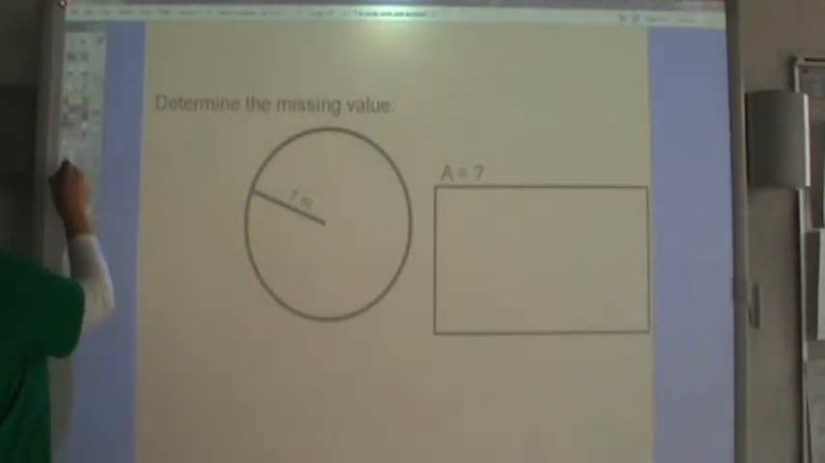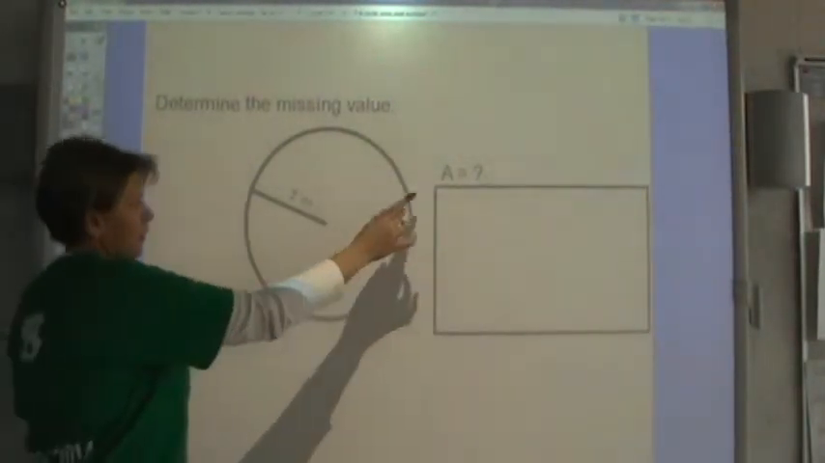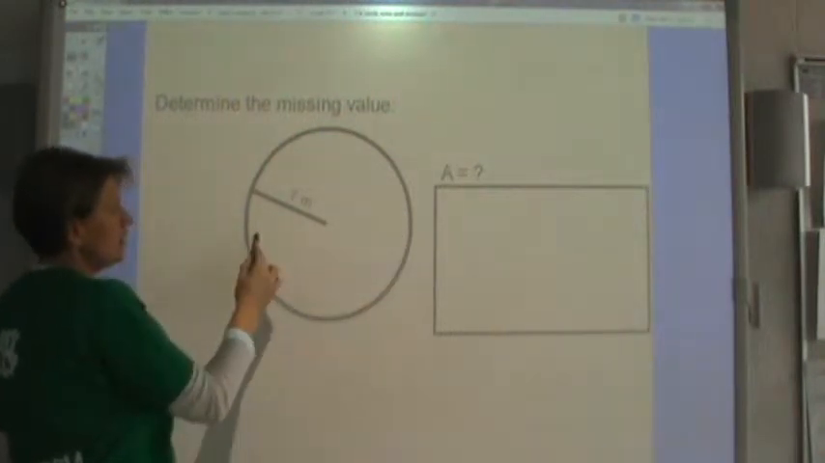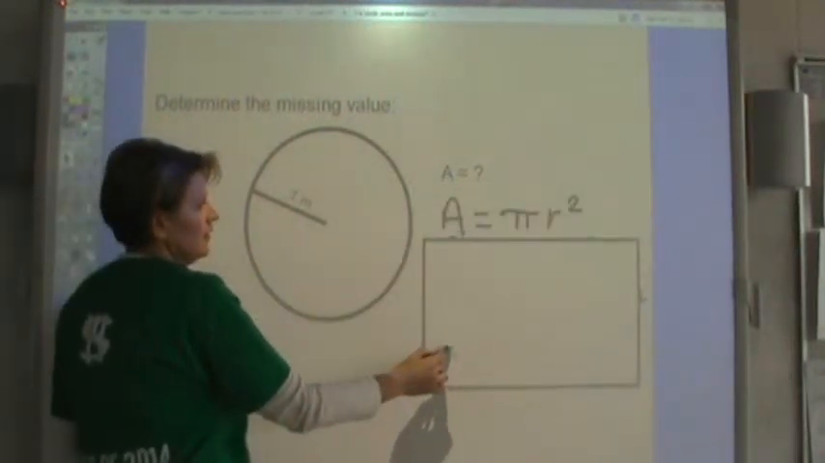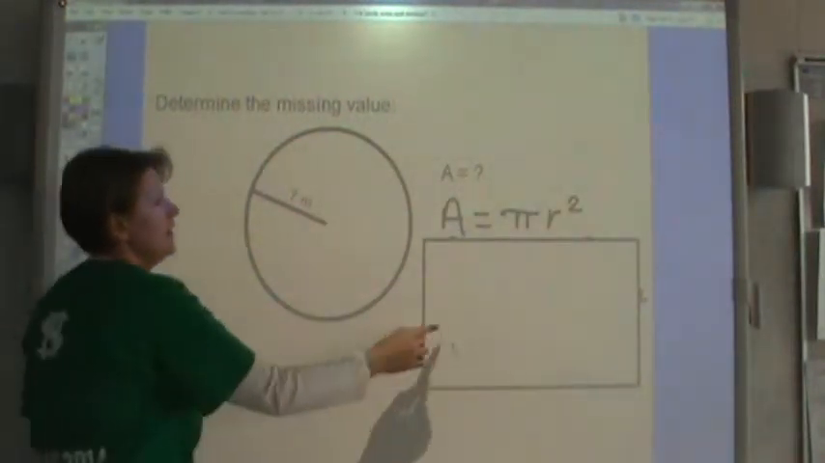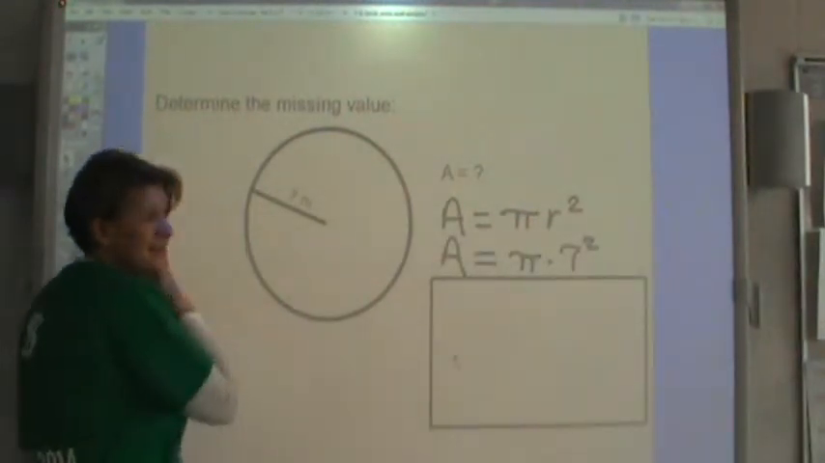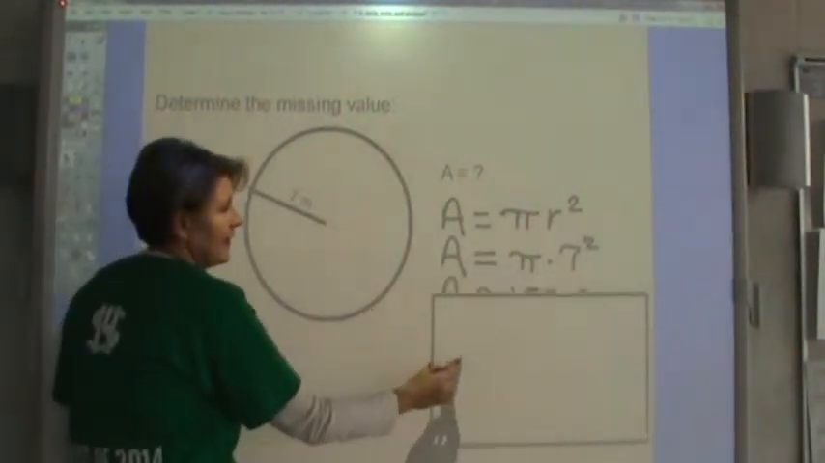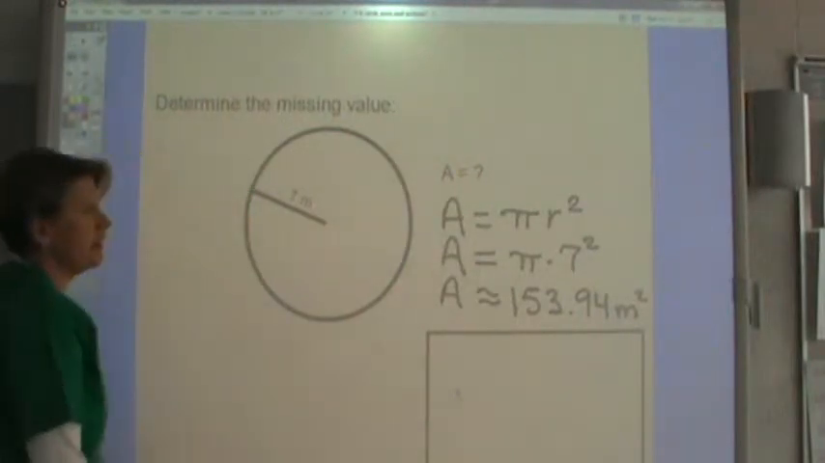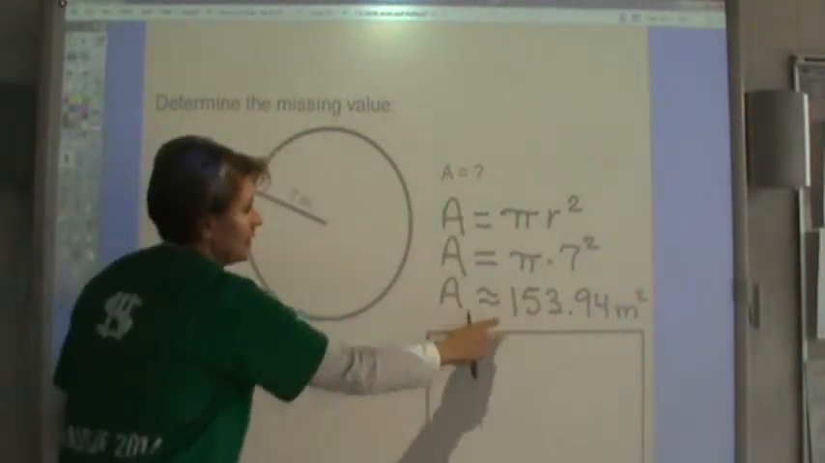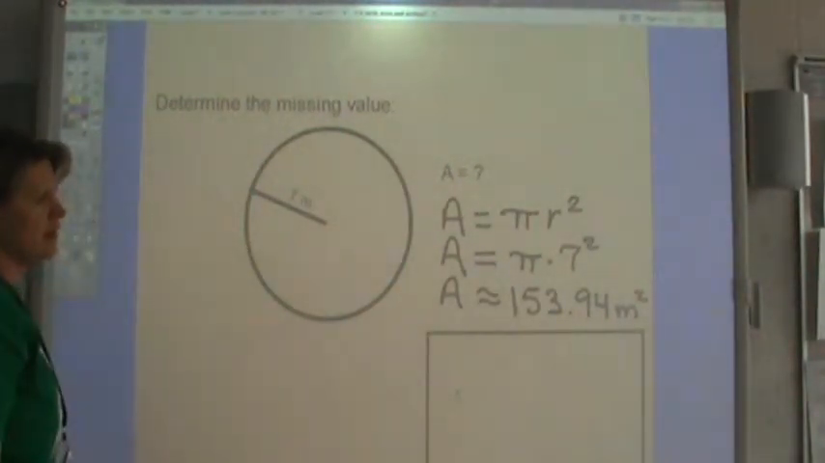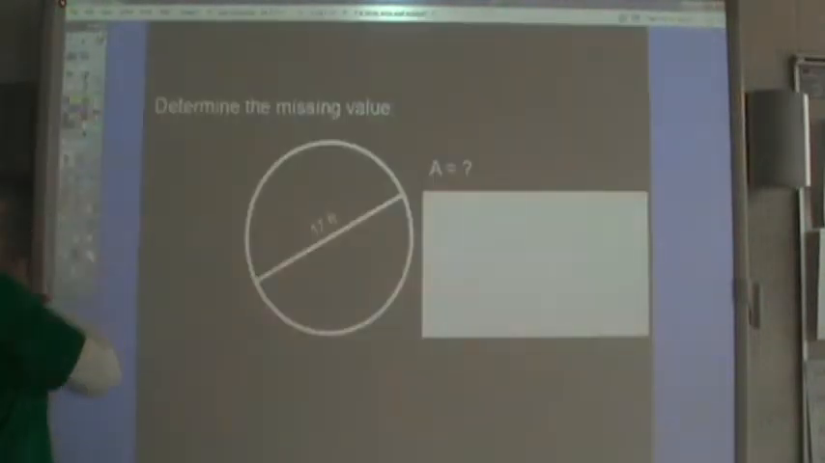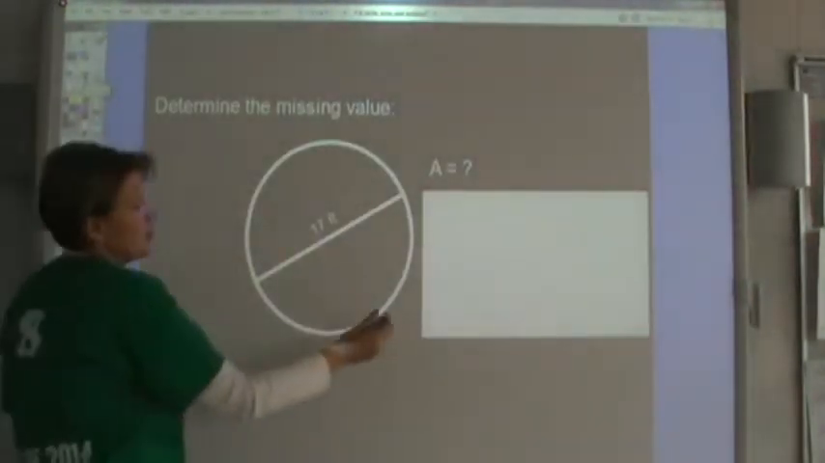Okay, missing value. If we're going to find the area of this circle, we're going to use the formula of pi r squared. Our radius in this case would be 7. So if we plug that in the calculator, pi times 7 squared is going to get me about 153.94 meters squared.